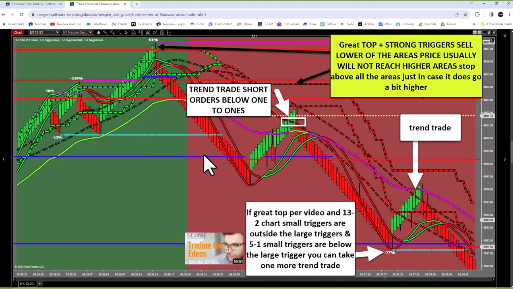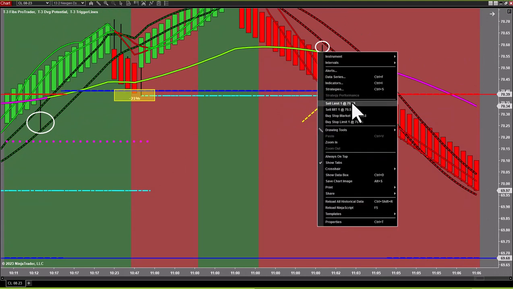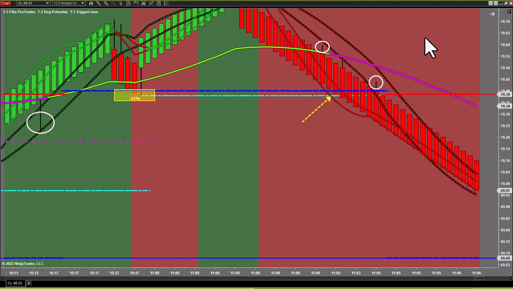Yes, Tanver? So it doesn't really matter as long as you have an area in between the triggers. That's it. So when you're saying, I'm not sure how you would have entered, you just right click on the chart, put a limit order at the spot, and hope for the best. On that trade, there was no divergence, but we would exit because the small triggers went inside.